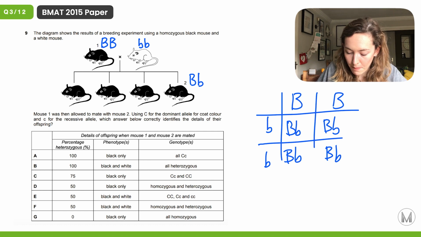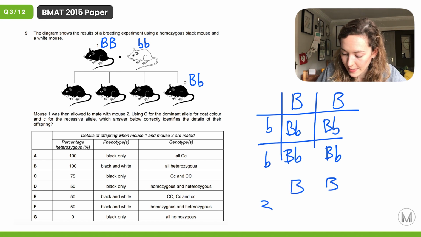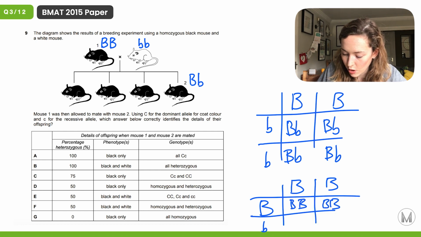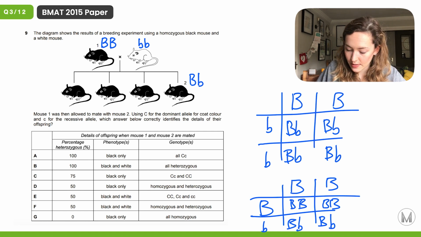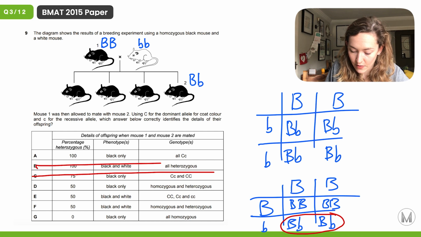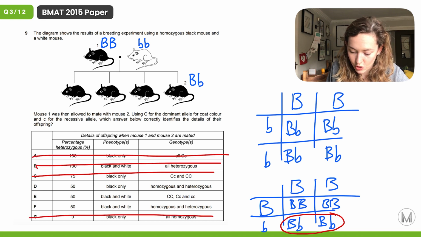So we're then going to mate mouse 2 and mouse 1. Let's do another Punnett square. So uppercase B, lowercase b, and we're going to breed those, and we're going to get 2 homozygous dominant and 2 heterozygous as well. So we're being asked details of the offspring where mouse 1 and 2 are mated. The percentage of heterozygous, well, I can see here that I've ended up with 50% heterozygous. So I'm going to get rid of any option that suggests any other percentage.